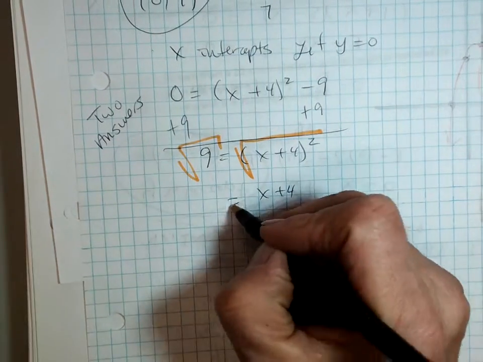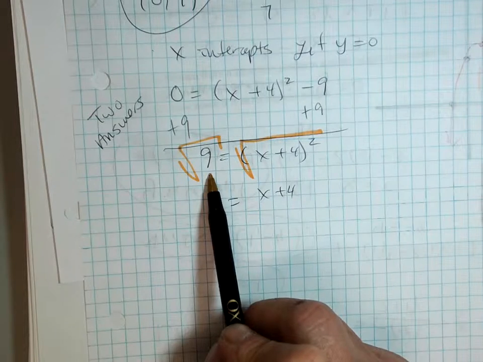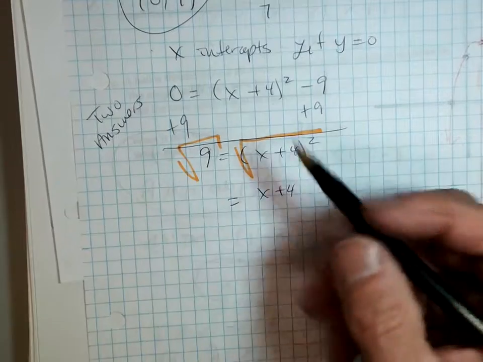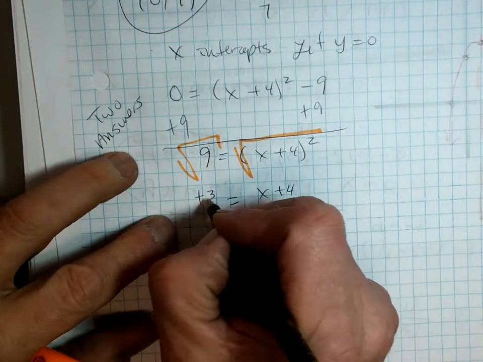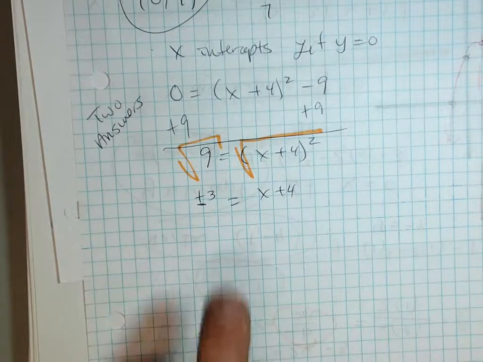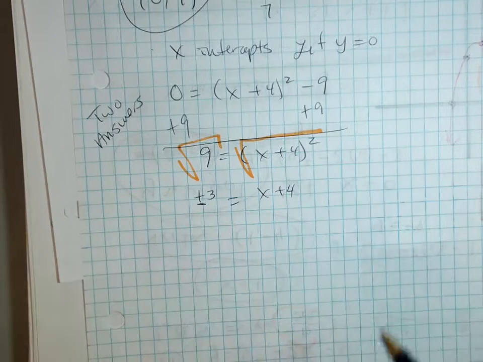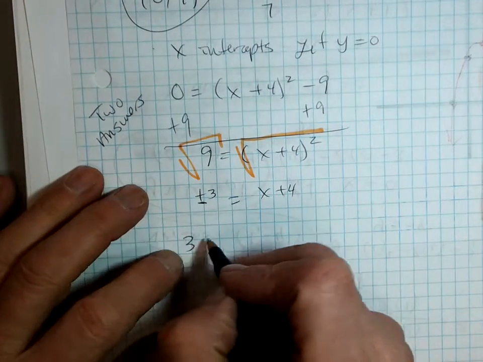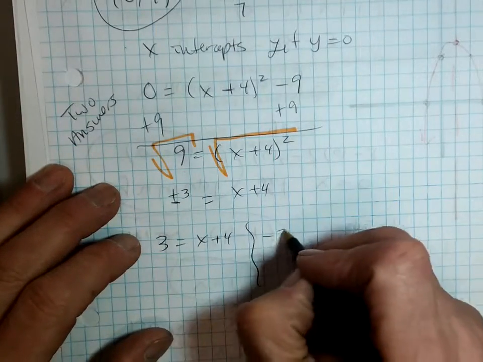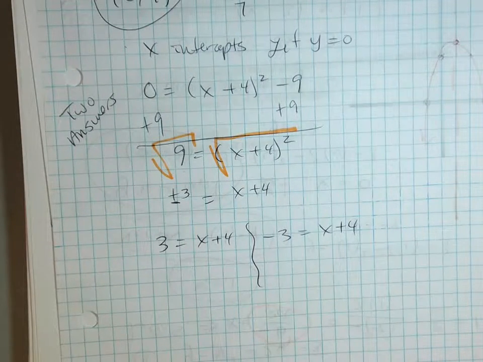Now, everybody listen. 3 times 3, negative 3 times negative 3. Now you have to have two answers, right? So you are going to have a positive 3 and a negative 3, plus or minus 3. The square root of 9 is 3. So what I have is 3 equals x plus 4, and negative 3 equals x plus 4. And now we're going to get our two answers, because we got two little mini equations, right?